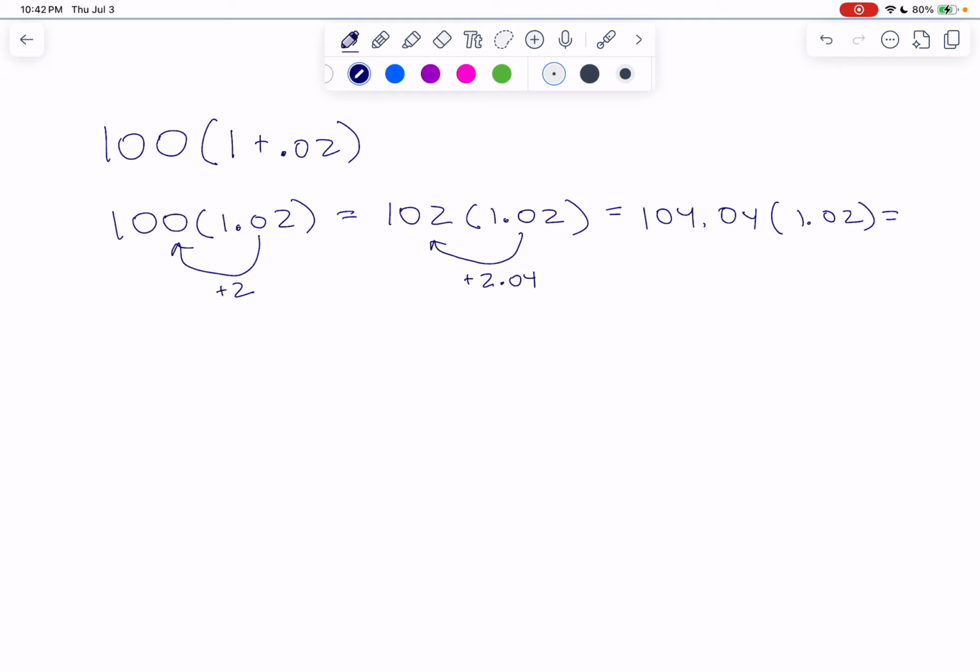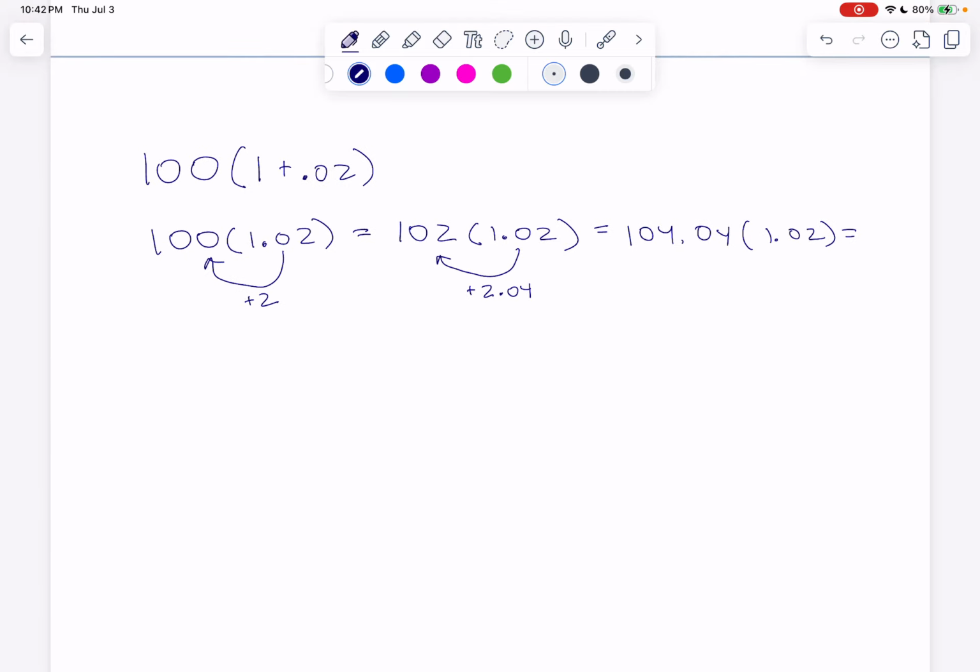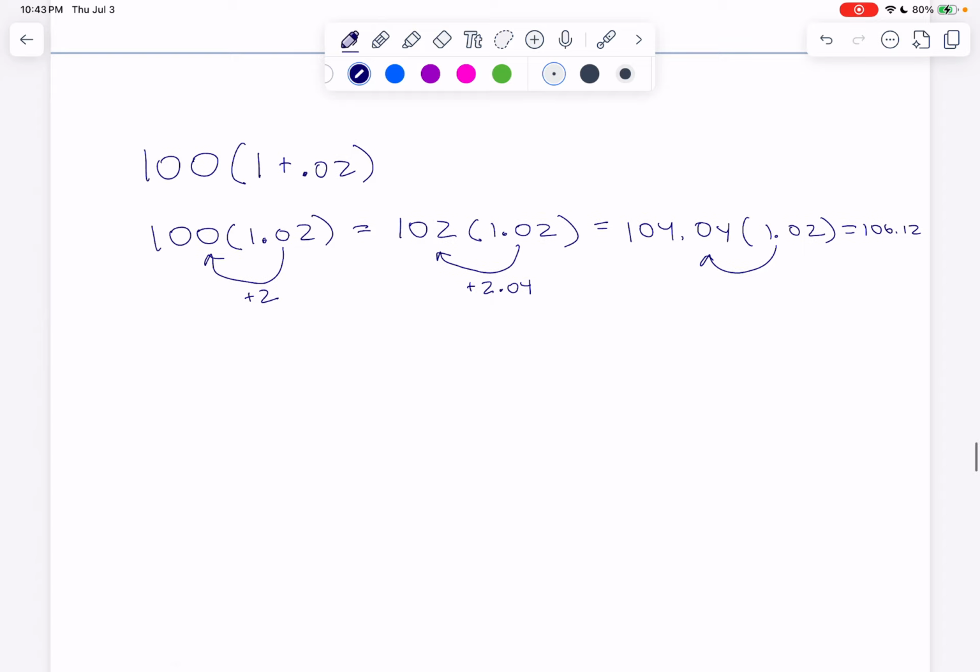I'm going to take that amount and multiply by 1.02, and I'm going to get, running out of space here, 106.12 and some change. I'm rounding it off a little bit just to make it a dollar amount. What amount of increase is that? Well, that's going to be an increase, because increasing by 2%, that's an increase of $2.08. Maybe a little bit more than that.